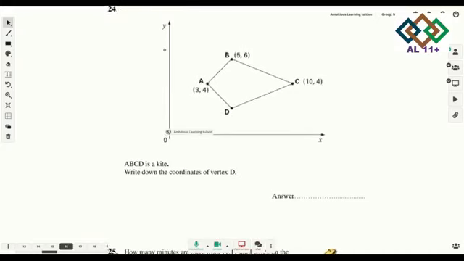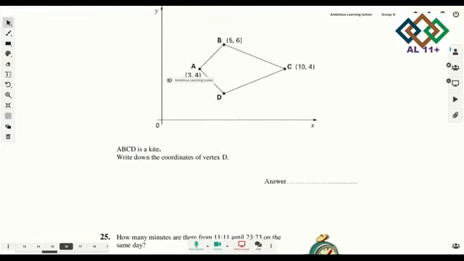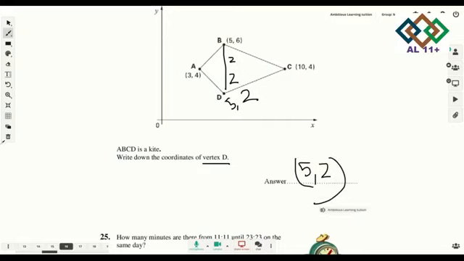In 24, you have been given a kite. ABCD is a kite. Write down the coordinates of the vertex D. So you need to find the vertex D. So let's do it this way. That would be a 2 and a 2. And this would be a 5 and a 2. Because you need to find out the vertex D, you need to join them up and then see it. Your answer for this one would be 5 and a 2. Give me a second and I'll move on to the next one.